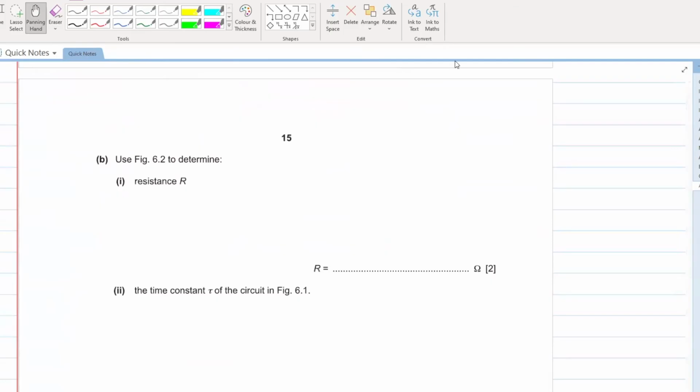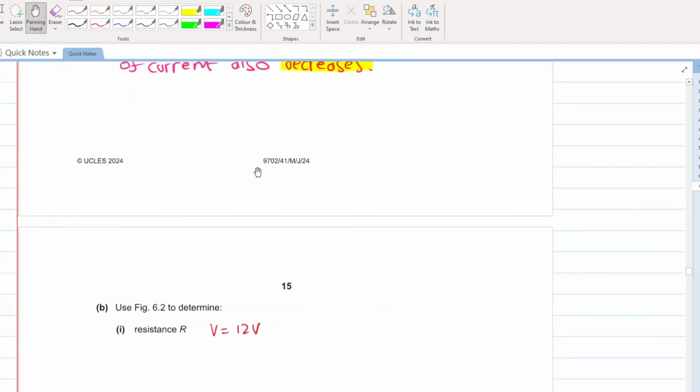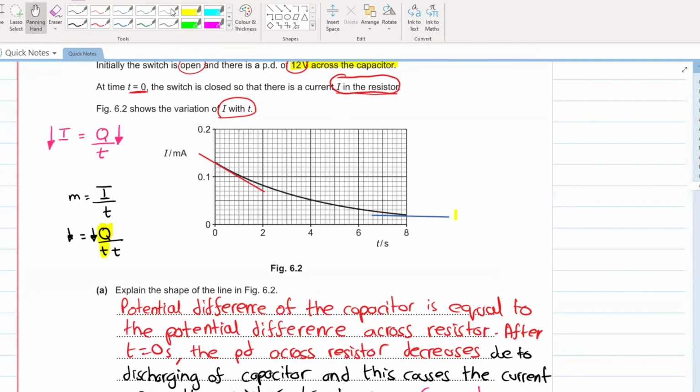Figure 6.2. Use figure 6.2 to determine resistance. How can we determine the resistance? We are given the voltage, that is 12 volts. What is the current? Can we calculate the current? Yes. Current can be calculated from the current versus time graph.